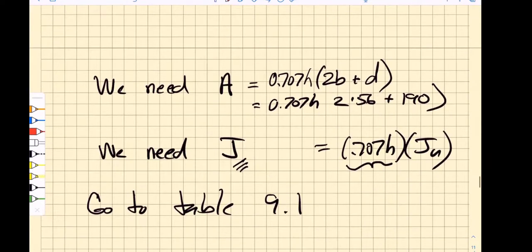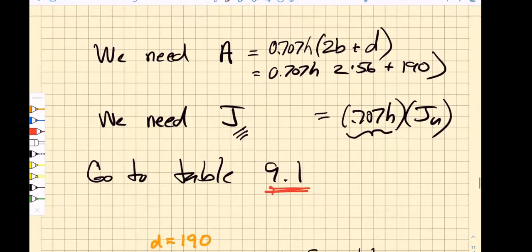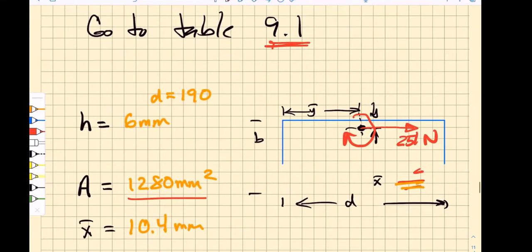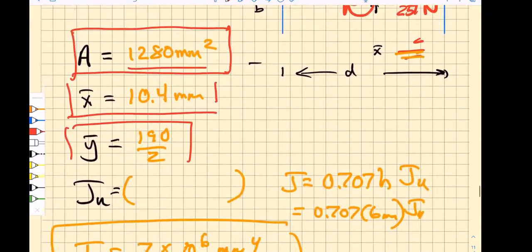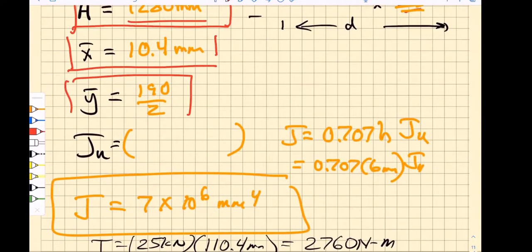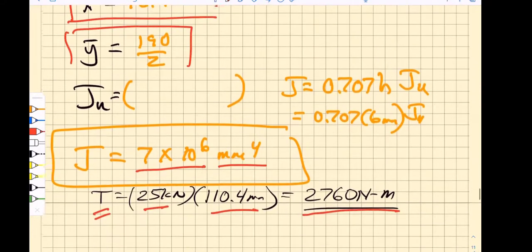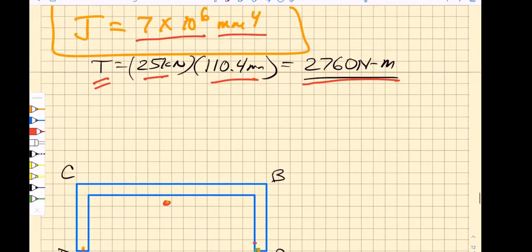So we use the equations in table 9.1 to calculate these things, and we find that the area of the weld group for leg sizes of 6 millimeters is 1280 square millimeters. This X bar is 10.4, the Y bar is 190 divided by 2, and the J is 7 times 10 to the 6 millimeters to the fourth. Our torque is the 25 kilonewtons times its moment arm. That's 2,760 Newton meters.